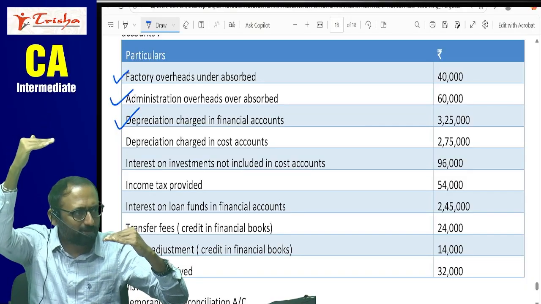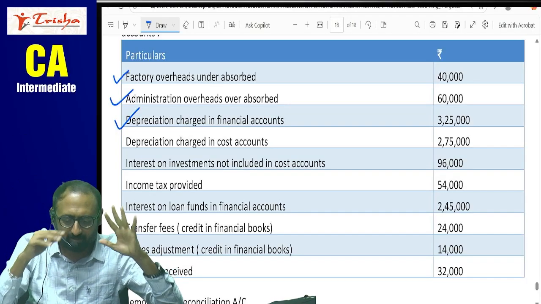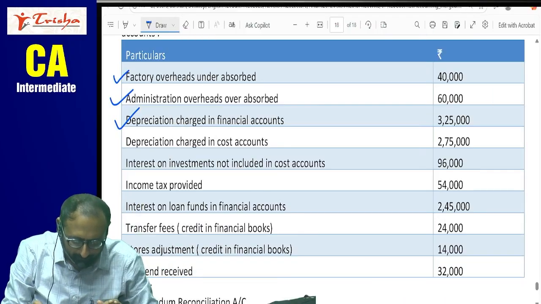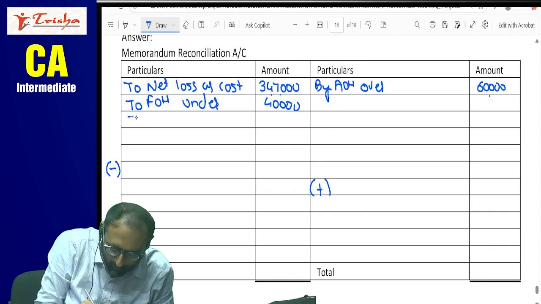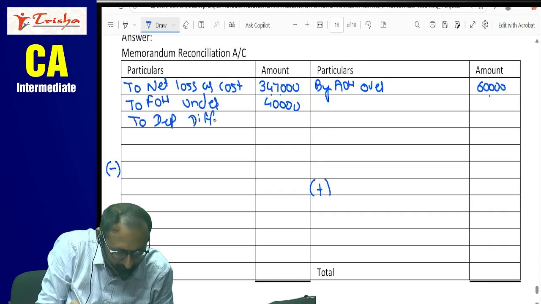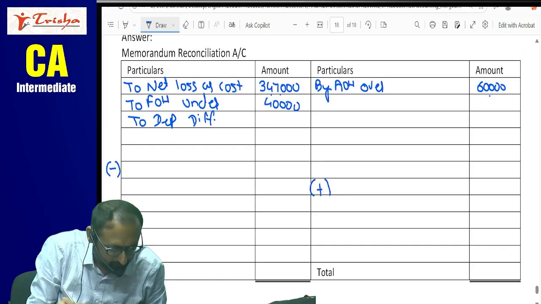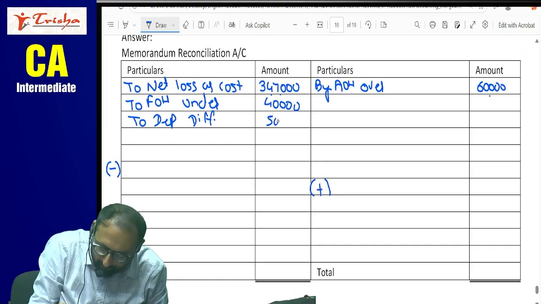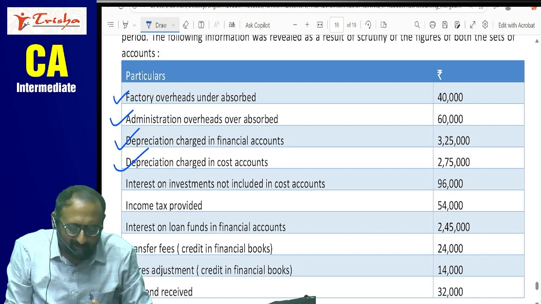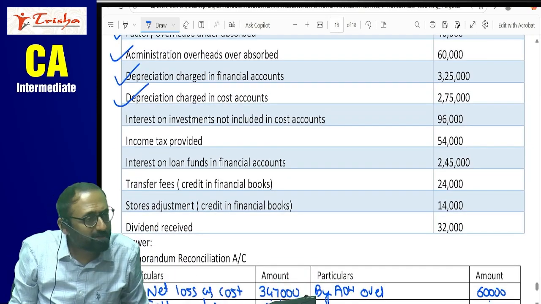Depreciation amount is less. Factory overhead is less. So obviously, sir, if fewer expenses are taken in costing, costing profit will be more. From costing, you are going into the finance, you'll have to deduct that. 50,000 is the difference. So, to depreciation difference, 50,000. Done, sir.